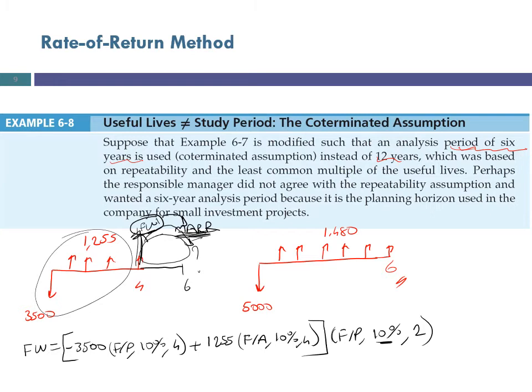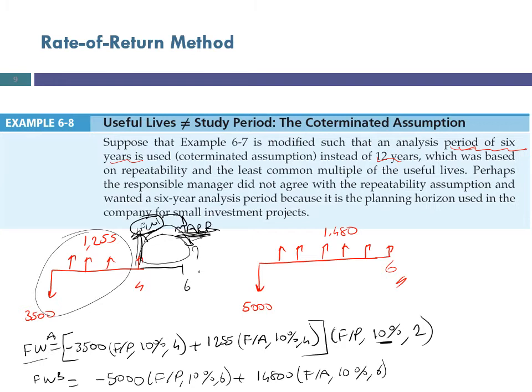Okay, so this is how we find the future worth of part A. For the future worth of B, the useful life is already equal to the study period. So I will multiply this by F given P, 10% and 6, plus the uniform payment series F given A, 10% and 6. And this is the future worth of B at time 6.